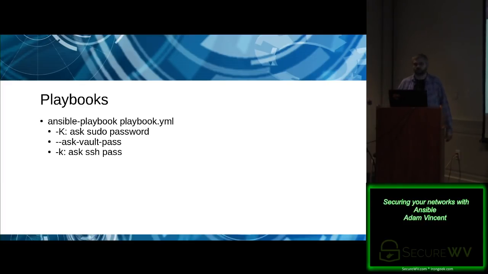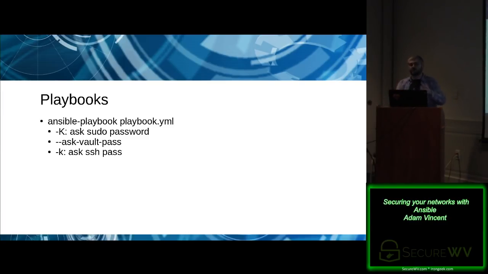Like I said, the -k will ask you for the SSH password. The -u will ask you for which user you want to use for the play. Vault pass, which we'll come to in just a minute. And the -K will ask you for the sudo password for the user you're logging in as. There are a bunch of ways to put sudo passwords in, because everyone's using passwords on sudo, right?